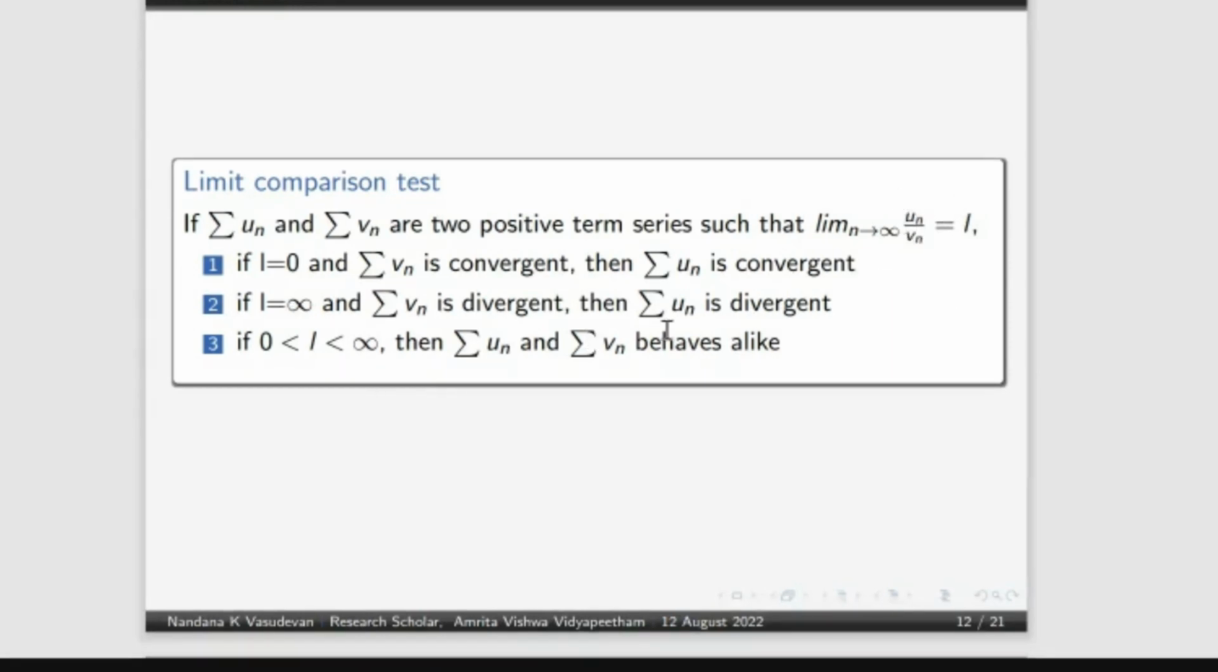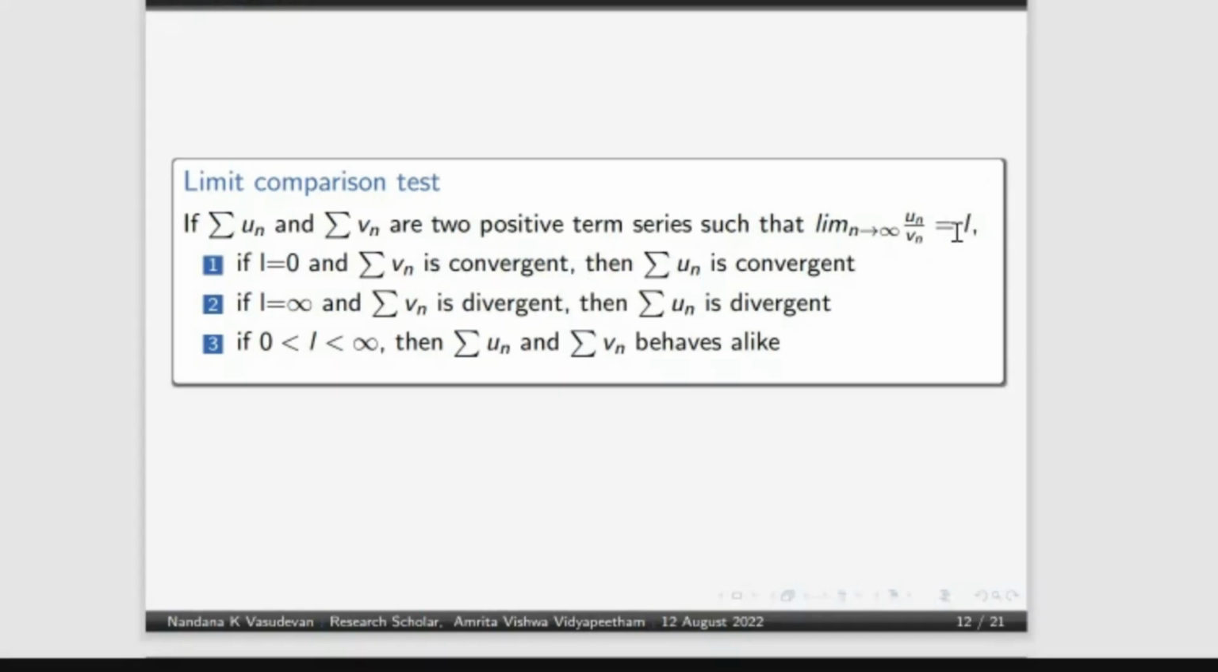So I'll just explain it once more. If L is 0 and we know that Vn is convergent, it is required that we should know about Vn, whether it is convergent or divergent. Similarly, if this condition is violated, we cannot say anything about the conclusion. That is, if I am getting L equal to 0 and I take series Vn to be divergent, nothing can be concluded. So we have to take the series in such a way that these two conditions are satisfied.